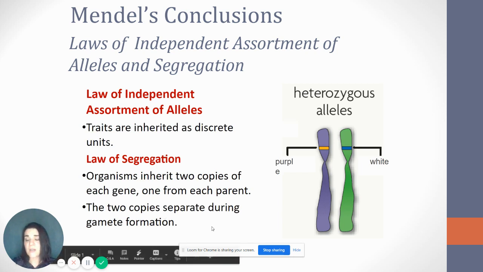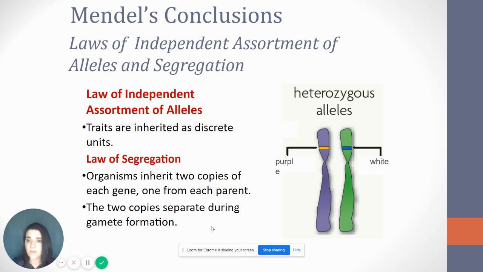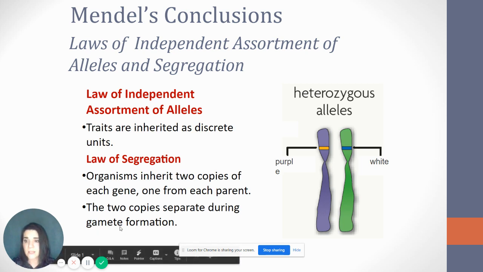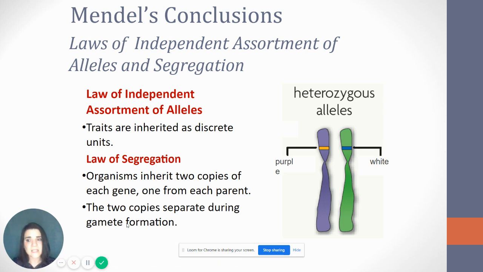The two copies separate during gamete formation. That is talking about meiosis and the formation of the sex cells. That's what gamete is referring to, which are the sperm and the egg. We'll go into that more later. At this point, what you need to know is that you get half of your genetic information from one parent and half from the other.